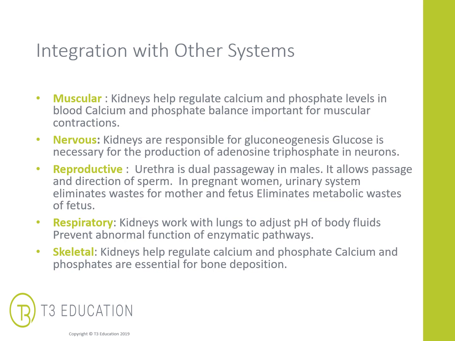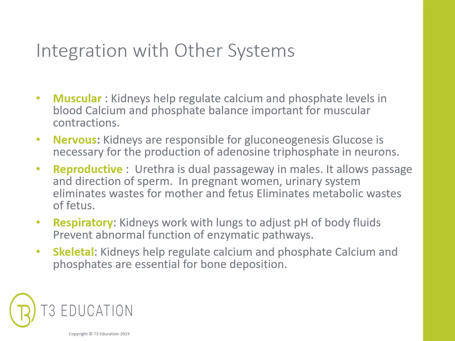It also plays a role with the muscular system. So calcium and phosphate, which we've talked about, how the kidneys regulate the balance of these levels in the blood, are really important for muscular contraction. So obviously too much or too little of these will have an impact. We also integrate with the nervous system. So the kidneys are responsible for gluconeogenesis. And glucose in turn is necessary for the production of adenosine triphosphate, which is found in the neurons of the body.